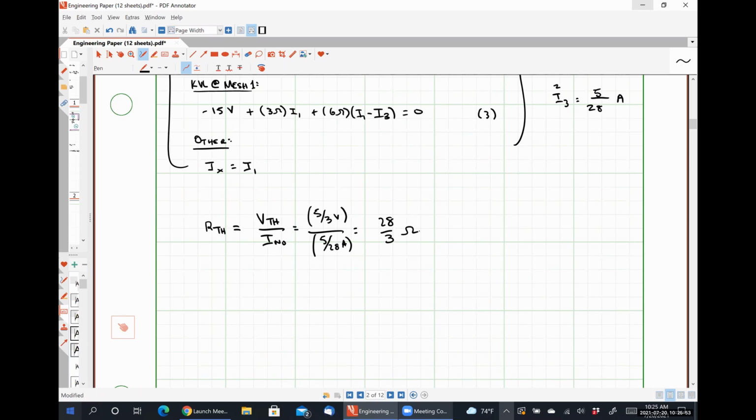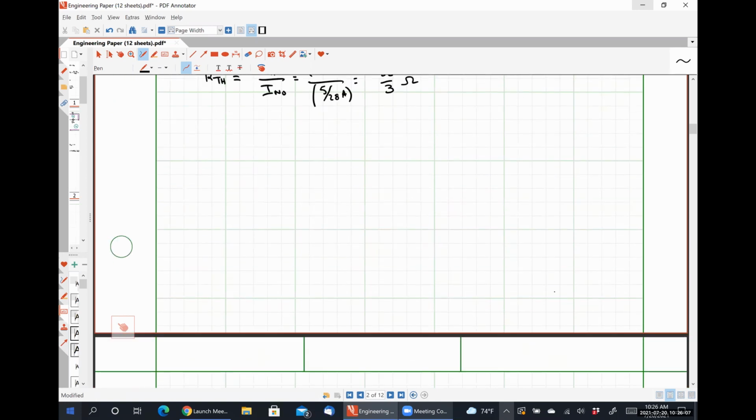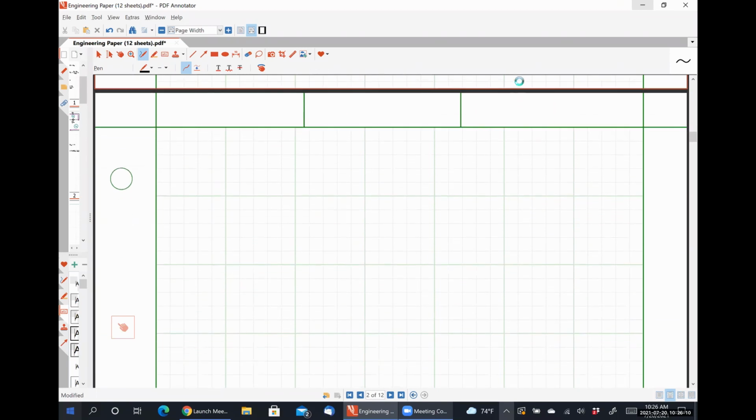And that's probably my preferred way to solve for Thevenin resistance whenever there are both dependent and independent sources in the system. But as practice, I'll scroll down here and we'll talk about finding RTH directly.